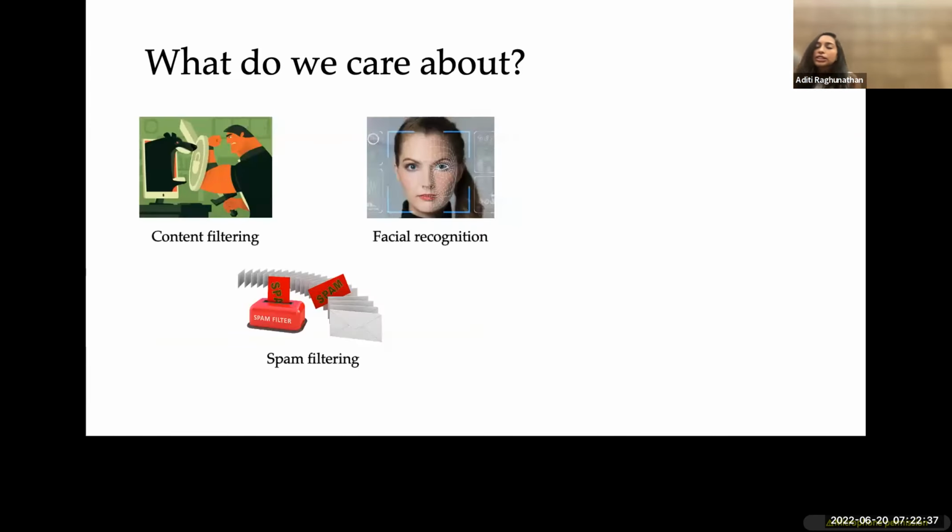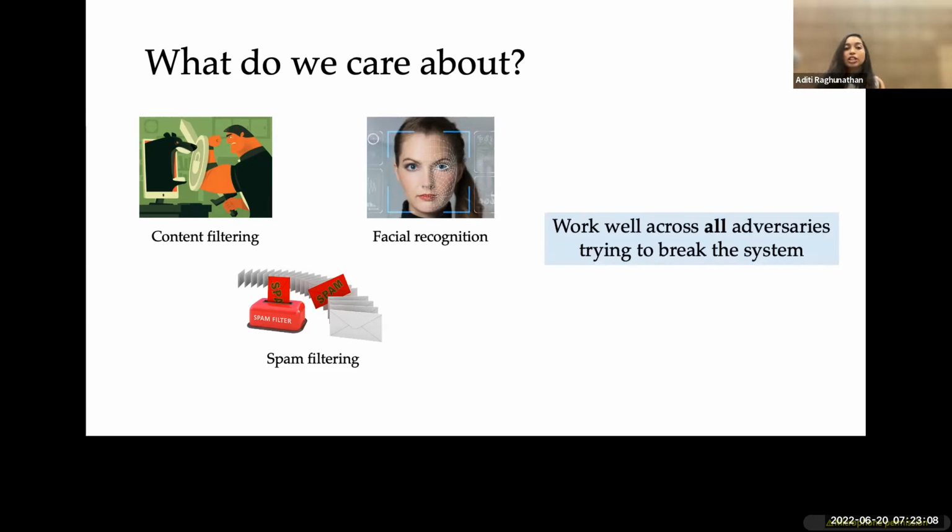Another interesting thing that comes up when we think about deploying systems is that if you look at applications like content filtering or facial recognition or spam filtering, these are all cases where certain bad actors have an incentive to try to break your system. For example, you want to post some spam and you have an ML-based system. If you can change a few words here and there and basically get your content across, that's great. And people are going to try to do that. Especially, they're not going to restrict themselves to the kind of distribution that you collected your training data on. And so we want to make sure that we work well across all adversaries who might be trying to break the system.